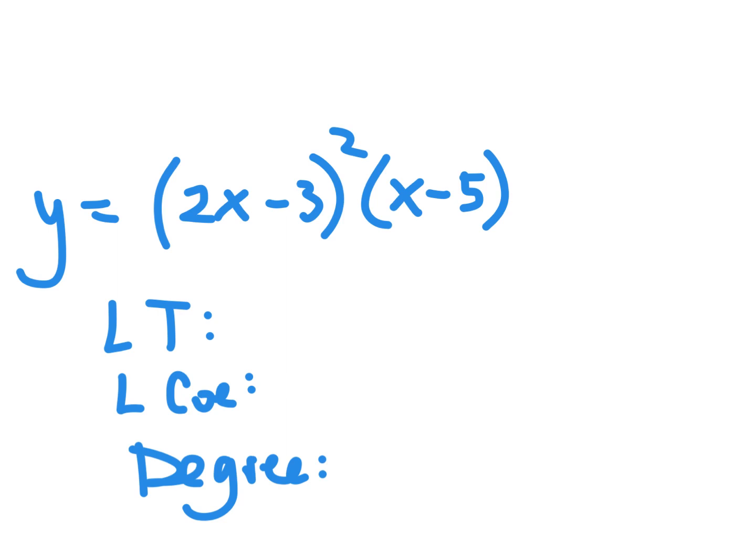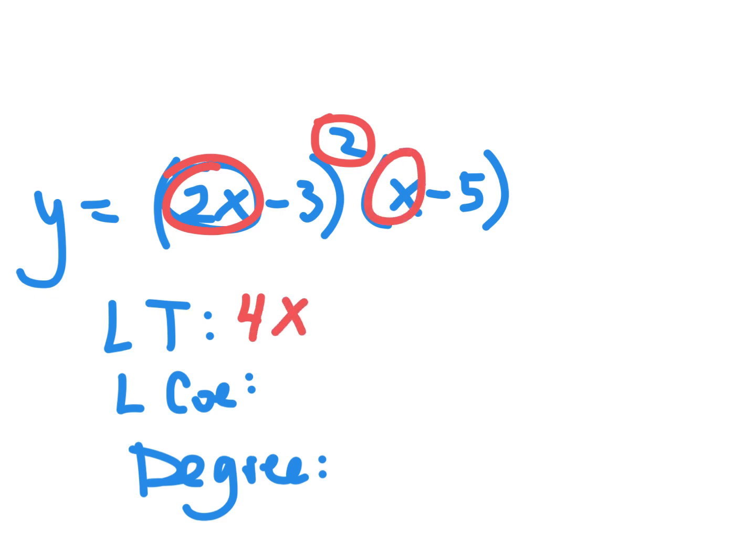Okay, notice this gets squared, and the 2 gets squared also, not just the x, so it's 4x, and it would be squared, but there's an extra one here, 4x to the third. The lead coefficient is the 4 then. And the degree, 3. It's the power.